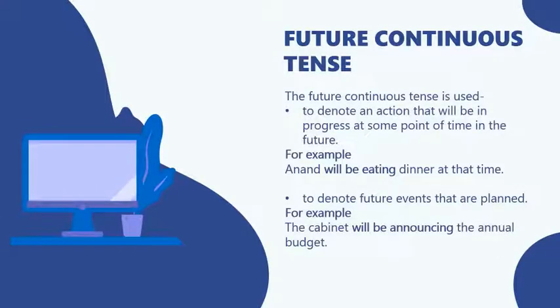Future continuous tense. The future continuous tense is used to denote an action that will be in progress at some point of time in the future. For example, Anand will be eating dinner at that time. Second point, we use future continuous tense to denote future events that are planned. Example, the cabinet will be announcing the annual budget.